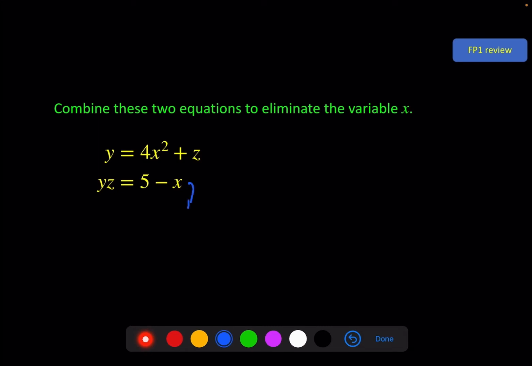So if we rearrange this, we can write this as x equals 5 minus yz, and then we can substitute that into here to make y is equal to 4 times x squared become 5 minus yz all squared plus z. So we rearrange one of them and then substitute that into the other equation to eliminate the variable we don't want. And this is an idea that we'll come back to later in this video.